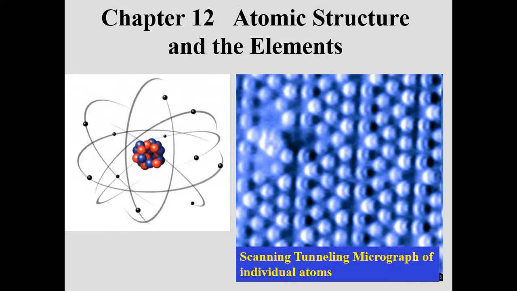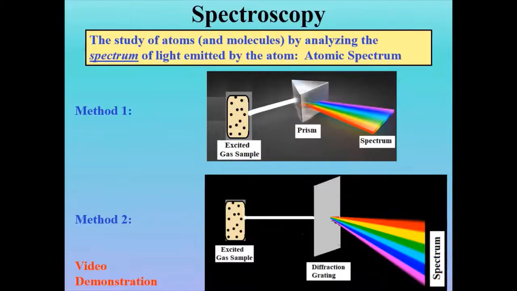Hi, welcome to our lecture from Chapter 12 on atomic structure and the elements. The mystery of the structure of the atom was solved by using a science called spectroscopy. Spectroscopy is the study of atoms and molecules by analyzing the spectrum of light emitted by the atom. And this spectrum is called the atomic spectrum.